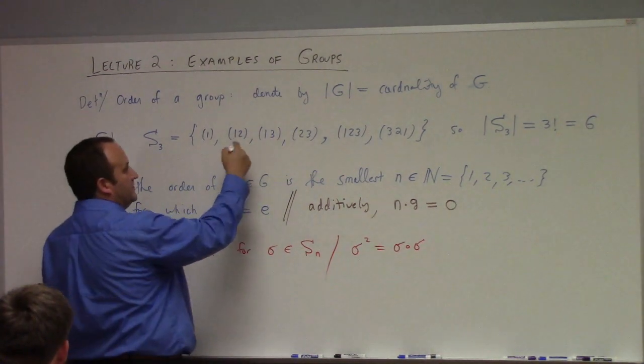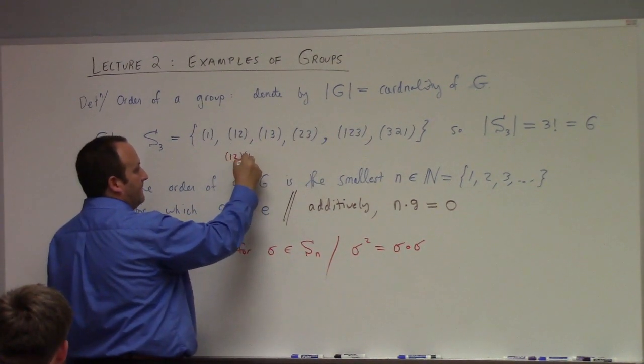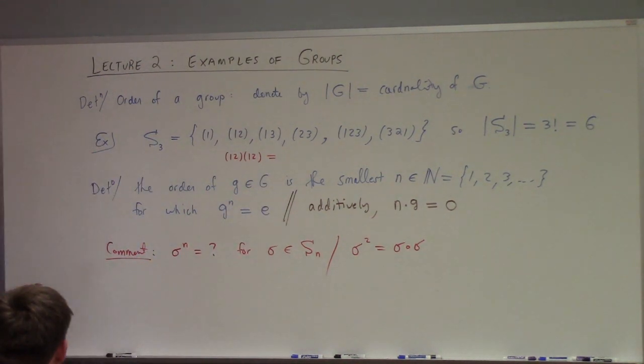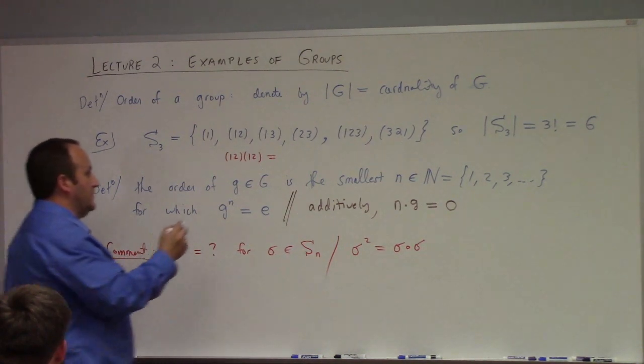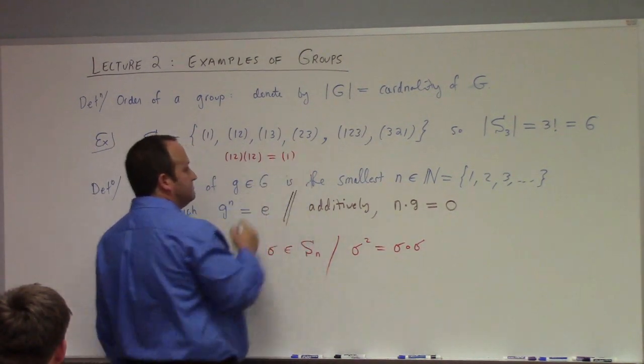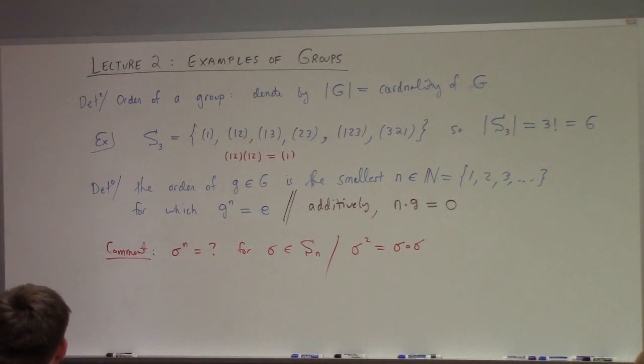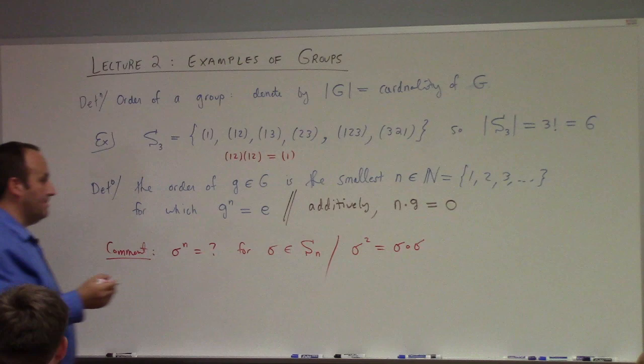All right, so now that we have this definition of the order of an element, you can tell me, let's see, like (1 2). What's (1 2) times (1 2)? Remember, we learned that that's the identity. So is (1 2) equal to the identity? No. So what's the order of (1 2)?